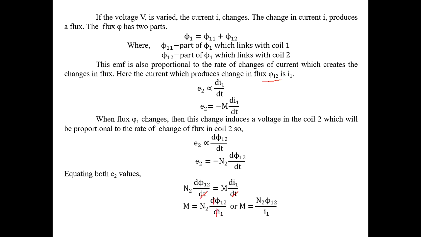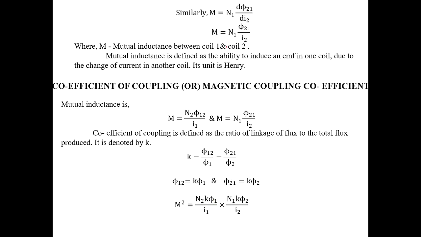Here dt gets cancelled. We can write M is equal to N2 into φ12 divided by I1. Similarly, this is for coil 2. For coil 1, we can write M is equal to N1 into dφ21 divided by di2. Here dt gets cancelled. We can write M is equal to N1 into φ21 divided by I2.